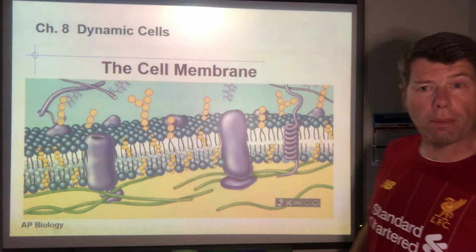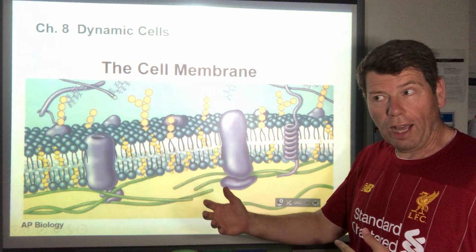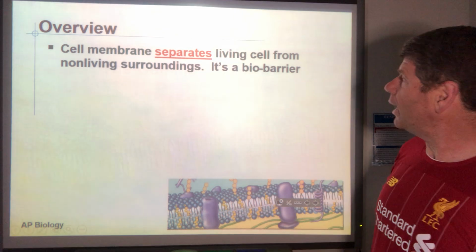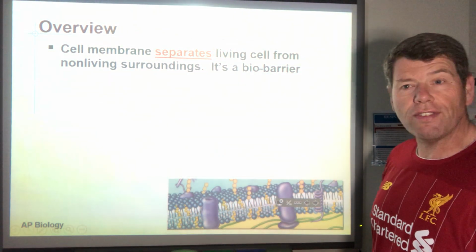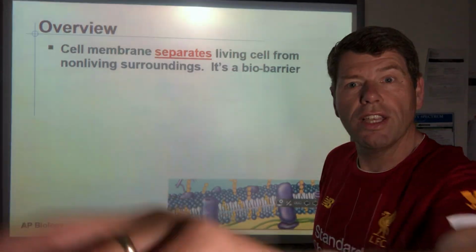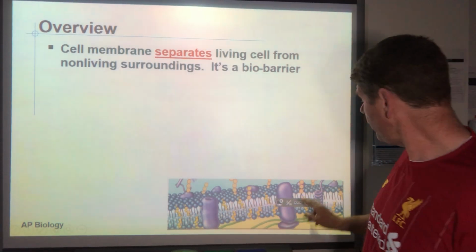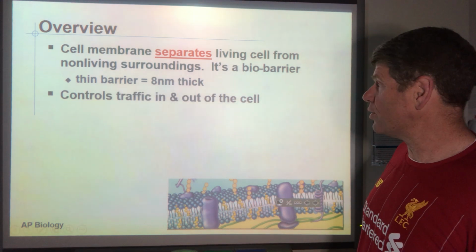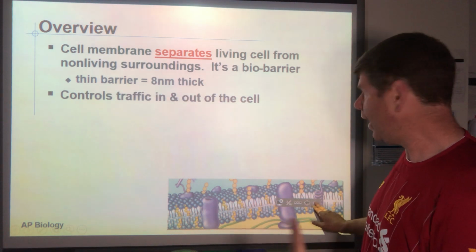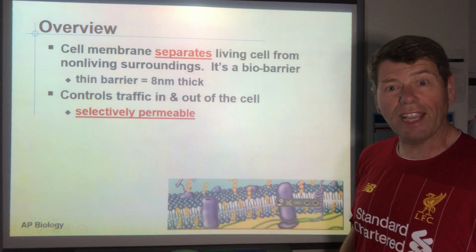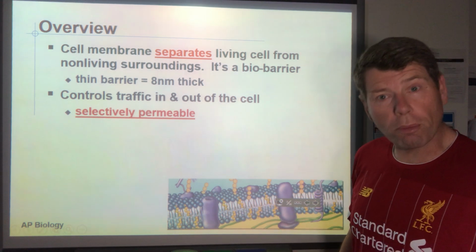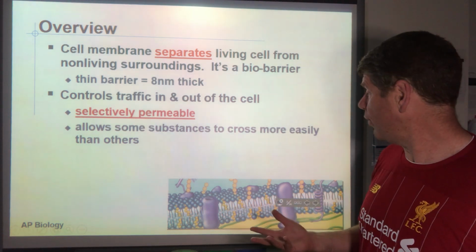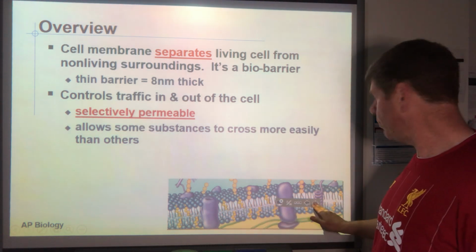You already know that the cell membrane is responsible for what's coming in and going out of the cell. It separates the living cell from its non-living surroundings. You could think of it as something we could refer to as a biobarrier. It's very thin, only about 8 nanometers thick. It's controlling what goes in and out of the cell. It's what we call selectively or semi-permeable, which means some things are going to get through more easily than others.